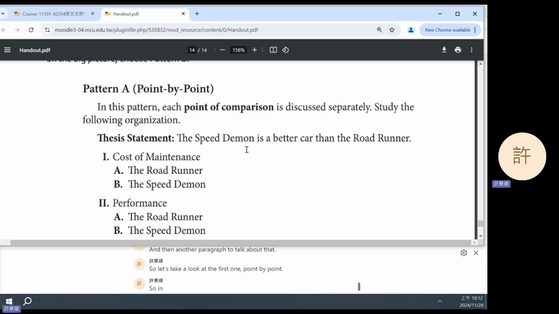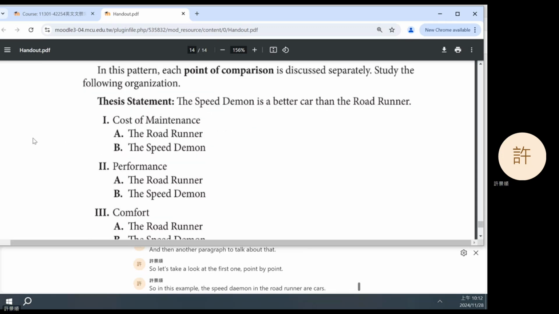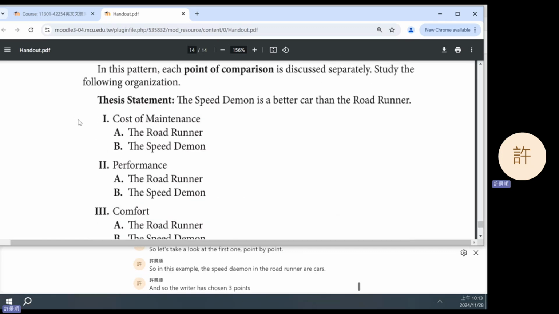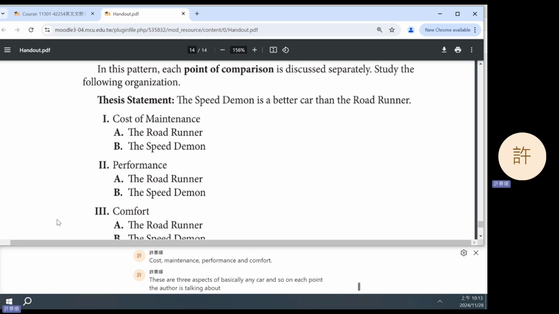So in this example, the speed demon and the roadrunner are cars. And so the writer has chosen 3 points: cost of maintenance, performance, and comfort. These are 3 aspects of basically any car. And so on each point, the author is talking about first the roadrunner and then the speed demon. And so each point will be a paragraph. Cost of maintenance will be 1 paragraph. Performance will be 1 paragraph. And comfort will be 1 paragraph.